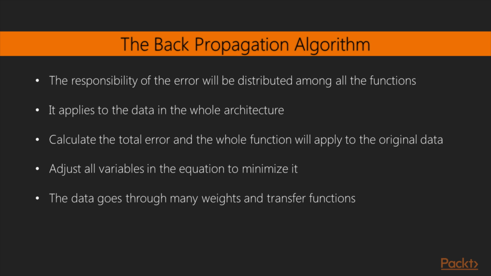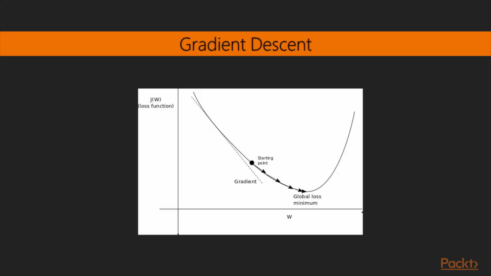So once we have calculated the total error and we have the whole function applied to the original data, we must now try to adjust all variables in the equation to minimize it. What we need to know to be able to minimize this error, as the optimization field has studied, is the gradient of the loss function. Given that the data goes through many weights and transfer functions, the resulting compound function's gradient will have to be solved by the chain rule. Minimizing loss function: gradient descent. Let's have a look at this graph to understand the loss function.